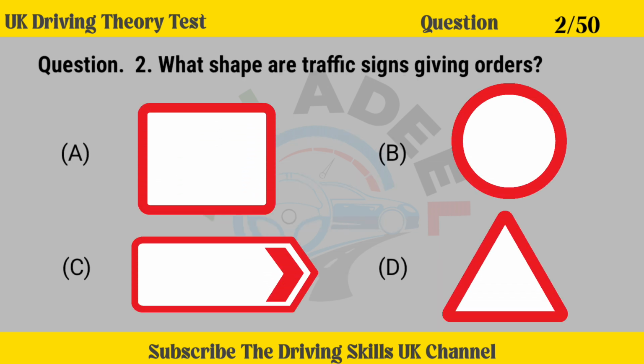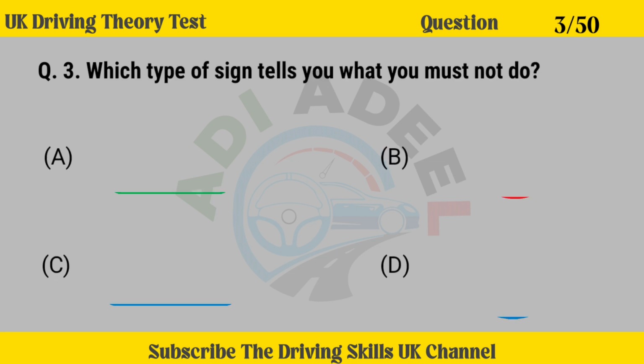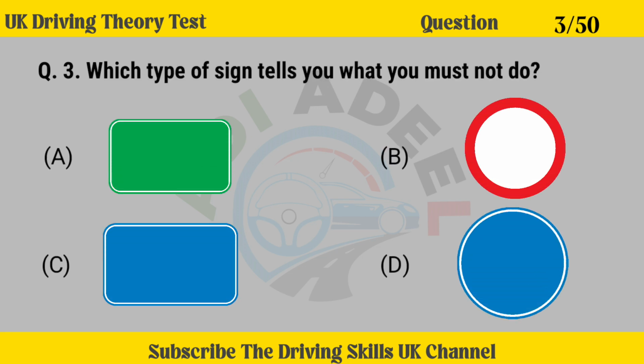Question 2. What shape are traffic signs giving orders? The right answer is B. Question 3. Which type of sign tells you what you must not do? The right answer is B.